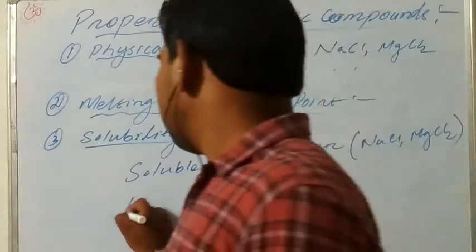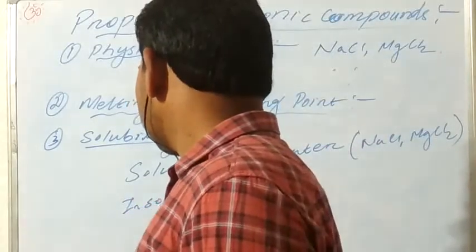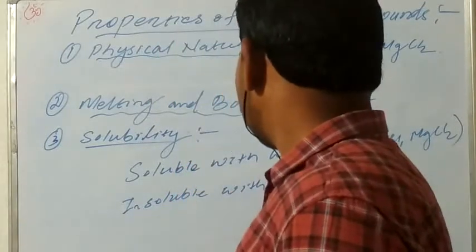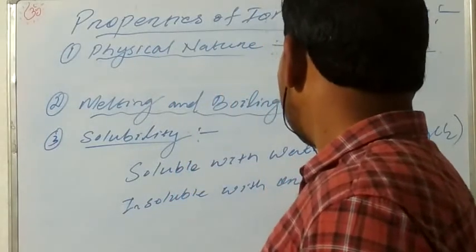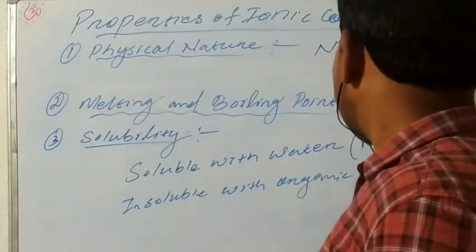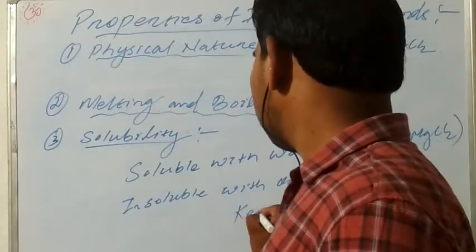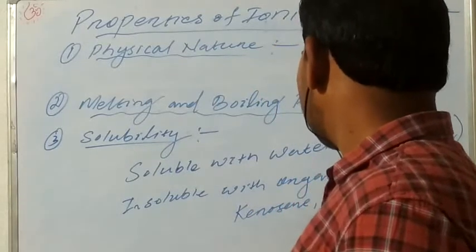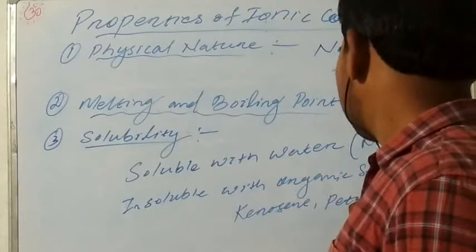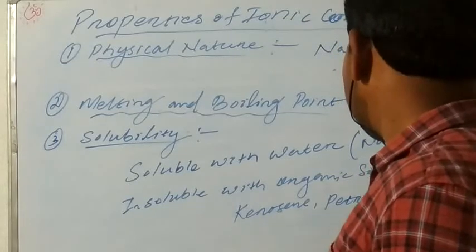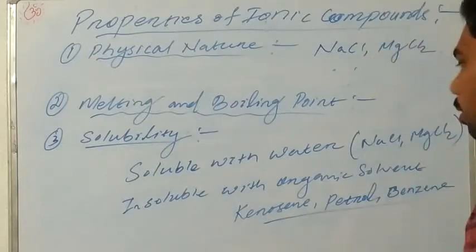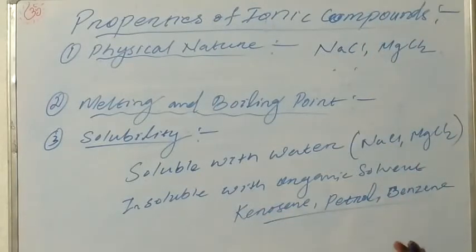But they are insoluble in organic solvents, like kerosene, petrol, benzene. These are some organic solvents. Ionic compounds are not soluble in these.